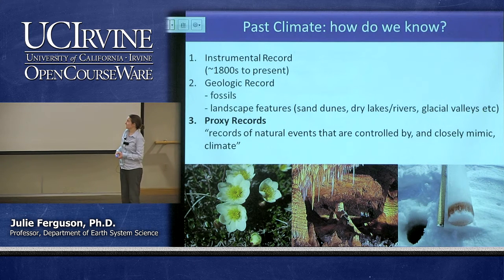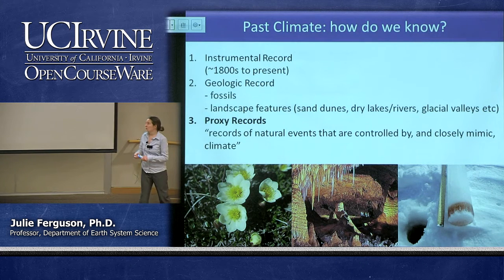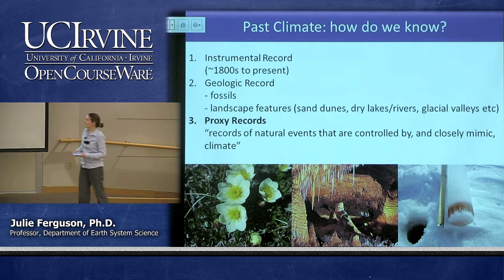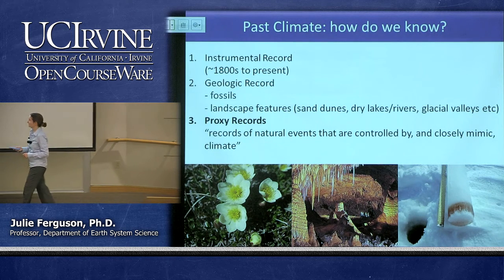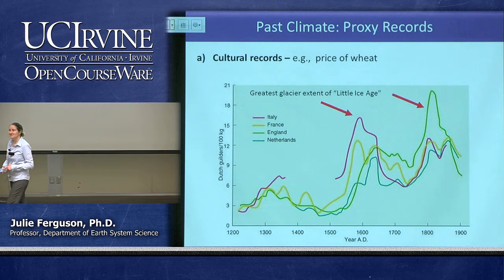And our proxy records are records of natural events that are controlled by or reflect some aspect of climate. Okay? And we're going to think of some examples here. The first one is, I think, one of the most fascinating ones, which is our cultural records.